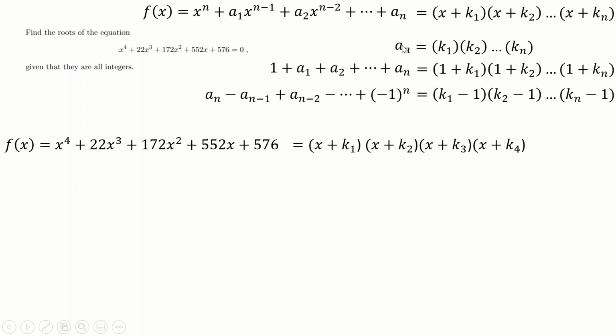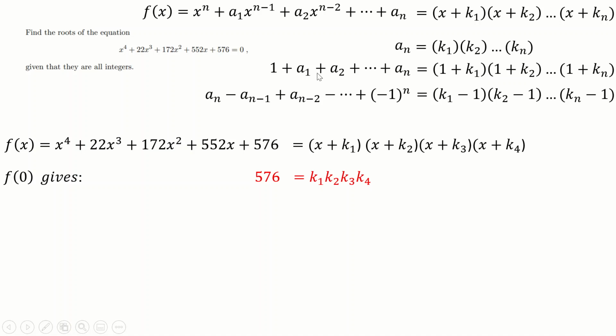Now, the first rule says a_n, the last number in standard form, equals all the k's multiplied together. So that's nice and easy. And I could have got that by just using f of 0 again. Putting 0 into here gives me this thing here, 576 is equal to all the k's multiplied together when the zeros go in there as well.